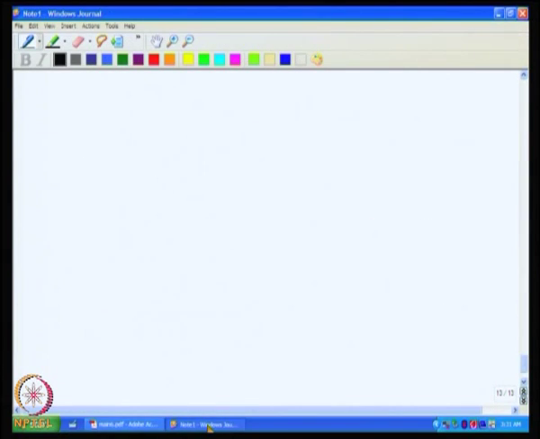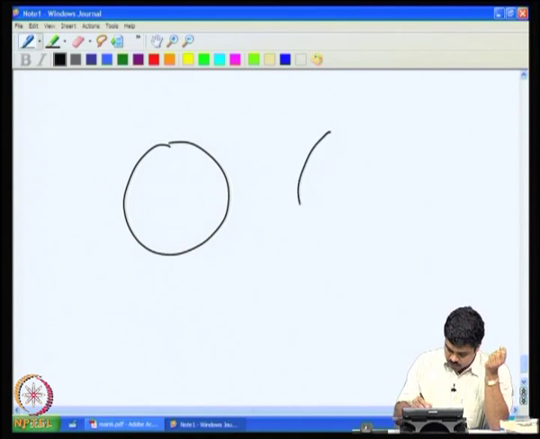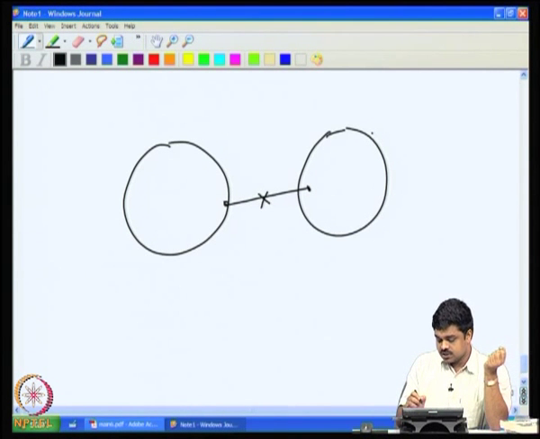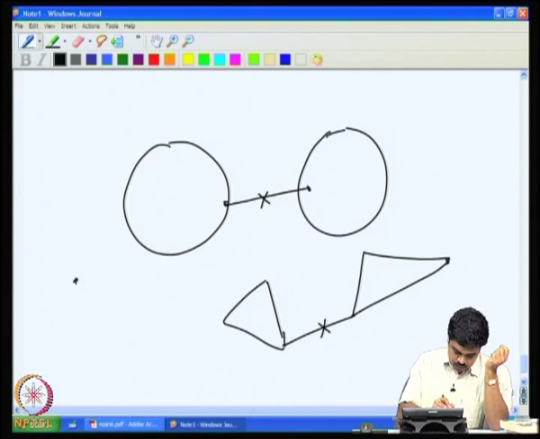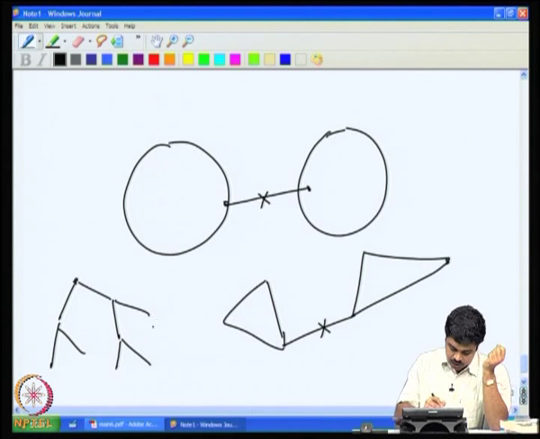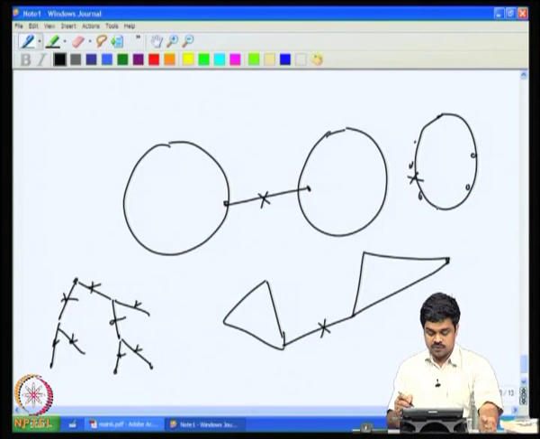So what does it mean? You consider a graph. A bridge means something like this. For instance, if you remove an edge and the graph gets disconnected, then it's called a bridge. Here this is a bridge, here this is a bridge. In a tree, all edges are bridges. In a cycle graph, there are no bridges, so you can cut any edge and the graph will not get disconnected.